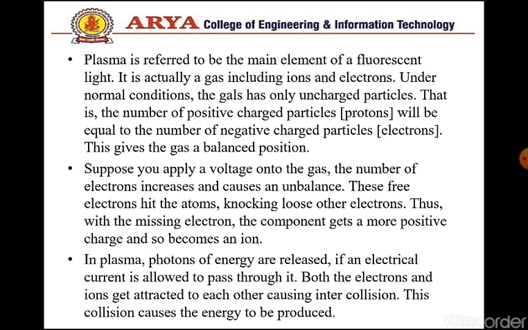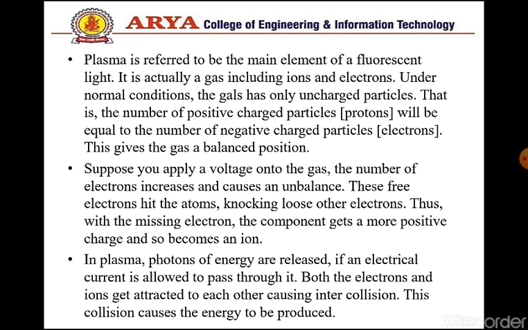Suppose you apply a voltage onto the gas. The number of electrons increases and causes an unbalance. These free electrons hit the atoms, knocking loose other electrons. Thus, with the missing electron, the component gets a more positive charge and so becomes an ion. In plasma, photons of energy are released.